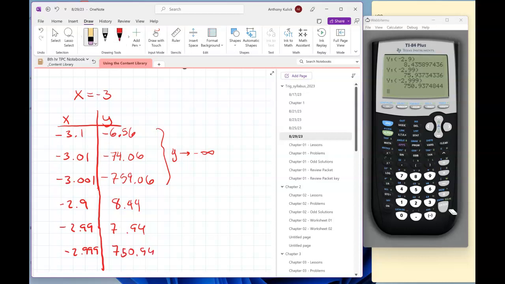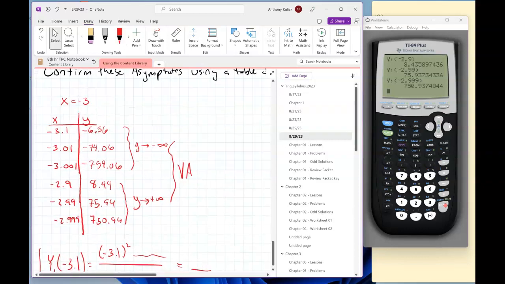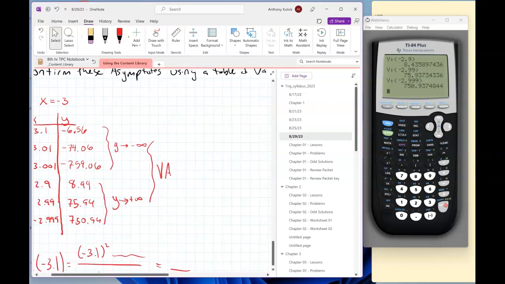And here I notice kind of the same thing is happening, except here the y's are getting very big. So they're approaching positive infinity this time. When I see this, where both sides are going, or even one side going to an infinity, that tells me I have a vertical asymptote. Okay. I'm now going to check x equals negative 1.